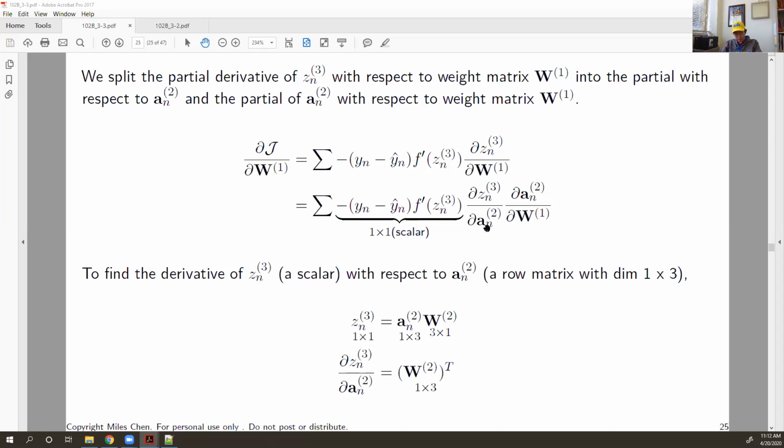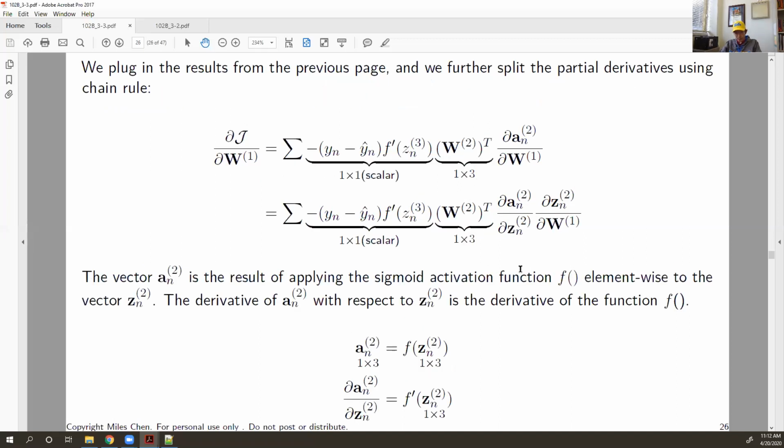So the derivative of Z3 with respect to A2 is W2 transpose. We're going to replace this with this. And now we want to find how A2 changes with respect to W1. Notice that as I'm working, I'm always writing the dimensions of these things underneath my elements, because you want to make sure your dimensions align.